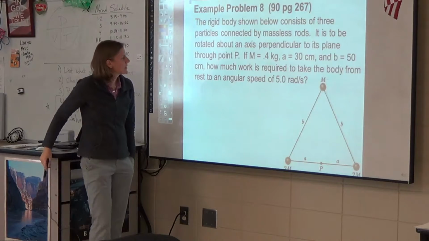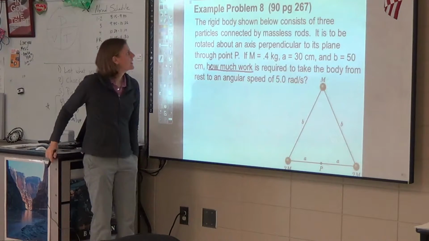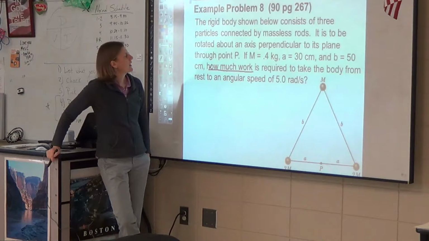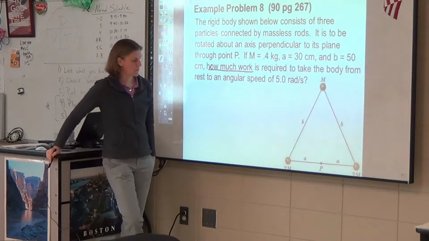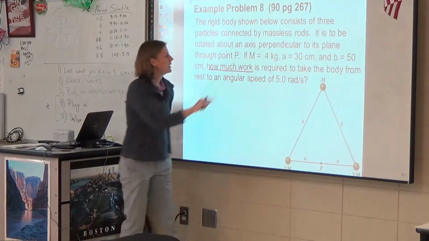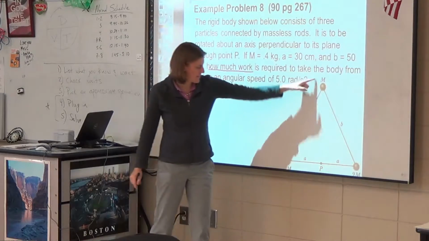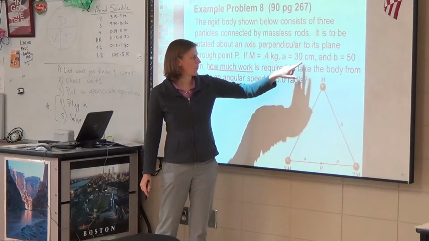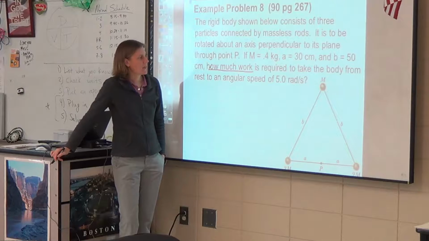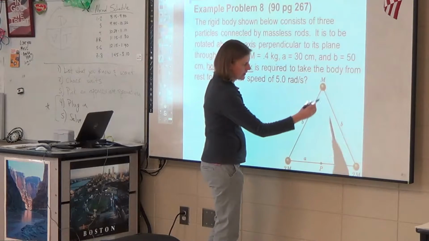Okay, so a quick practice problem here. This one is asking for work. It says a rigid body is shown below and consists of 3 particles connected by massless rods. It's to be rotated about an axis perpendicular to its plane through point P. So it's rotating around this point P. And these are your masses. So we got M's and 2 M's on the bottom, and then distances 30 centimeters. Hypotenuse there, sort of 50 centimeters. How much work is required to take the body from rest to an angular speed of 5 radians per second?